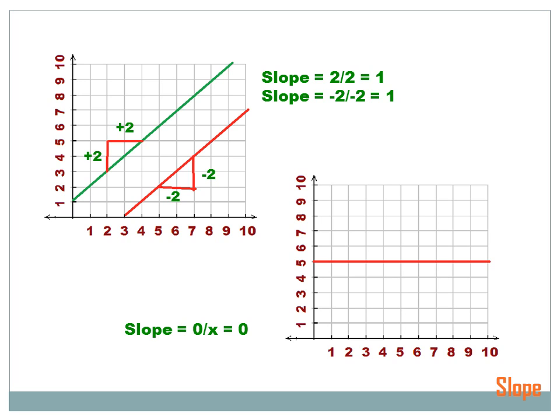Well, let's get the slope of that line first. It's got a rise of 2 and a run of 2, so the slope is 2 over 2, or positive 1. Now let's get the slope of this line, and I went the other direction. I had a rise of minus 2 and a run of minus 2, and minus 2 over minus 2 equals 1. Both of those lines have the same slope, so they're parallel.